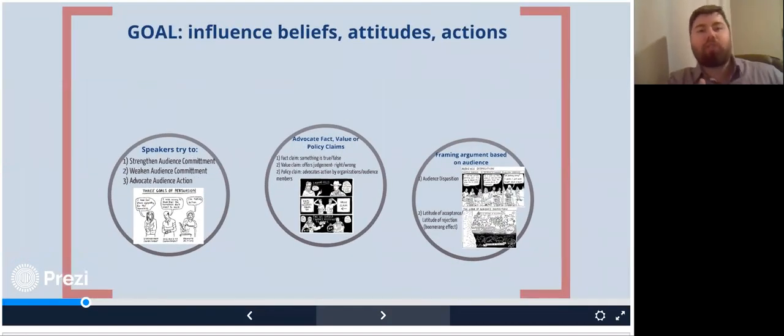The goal of persuasive speaking is you're trying to influence beliefs, attitudes, actions. You're trying to influence people's perspective. So, for example, if you're trying to do a persuasive speech on pollution and decreasing pollution, your goal is to actually create change. So the outcome of a persuasive speech is always about having some sort of an action attached to it.